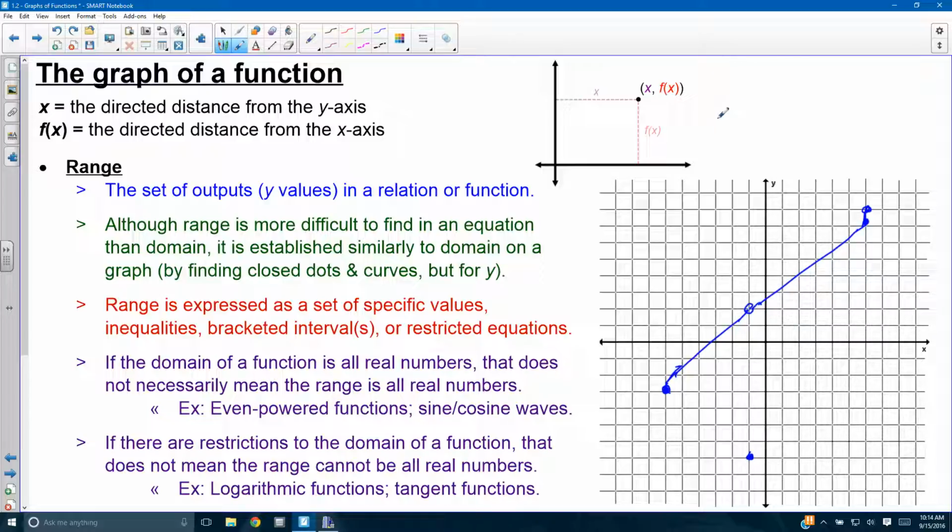So the domain does go from -6 all the way, because we talked about this, to +6. The range does not just go from -3 up to +8, though.